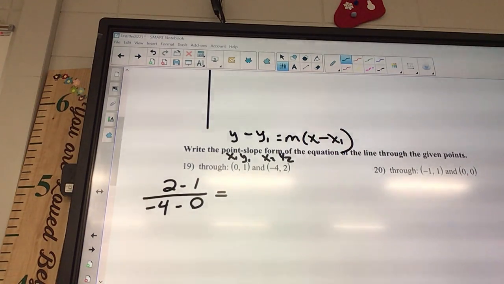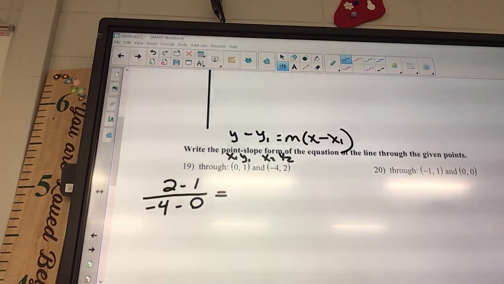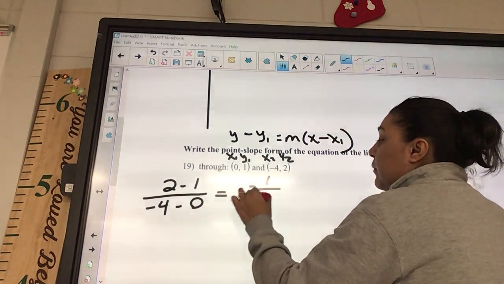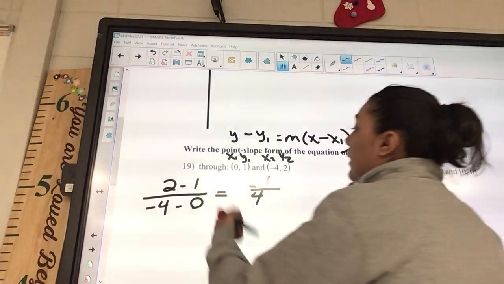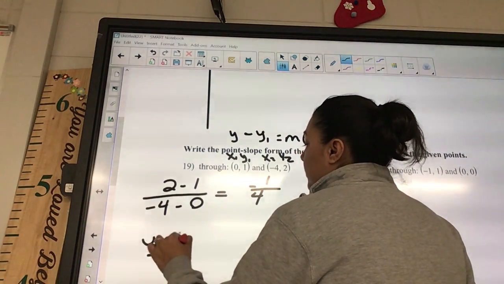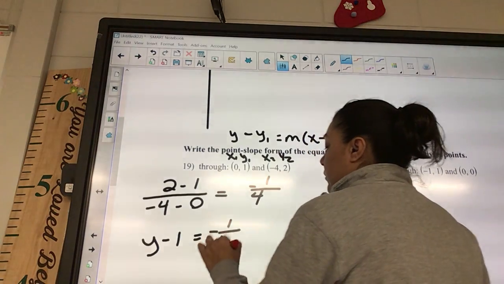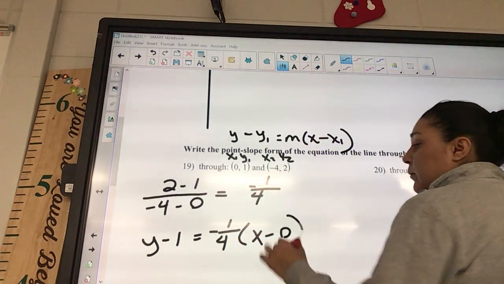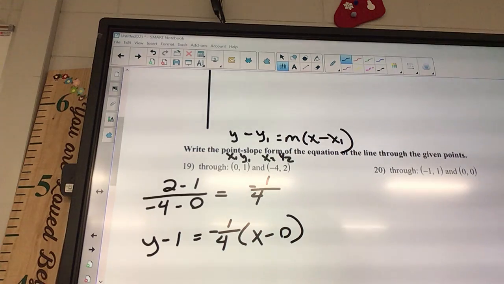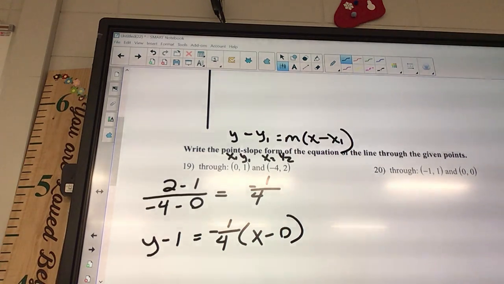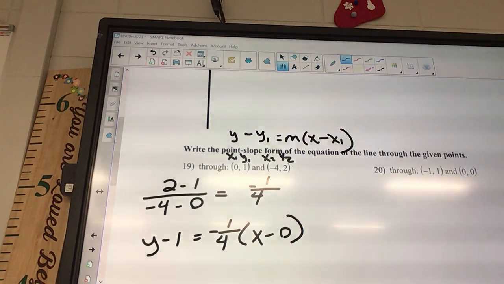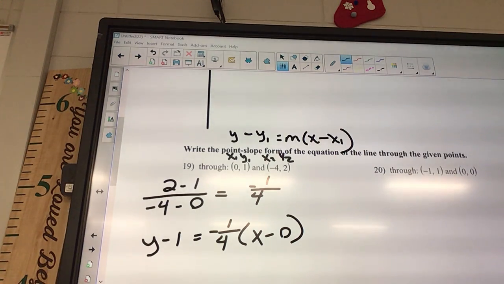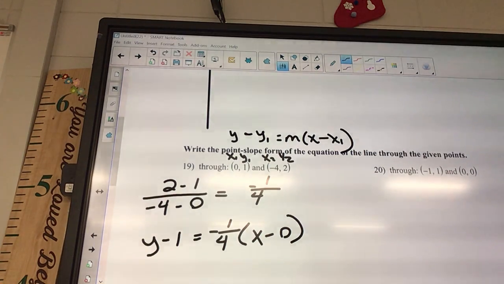And what did you get? Negative 1 over 4? Somebody agree? Good. Now we're ready to plug it in point slope. Do we stop or keep going? We stop, because it's in point slope. Point slope has parentheses, this has parentheses, so you need to stop.